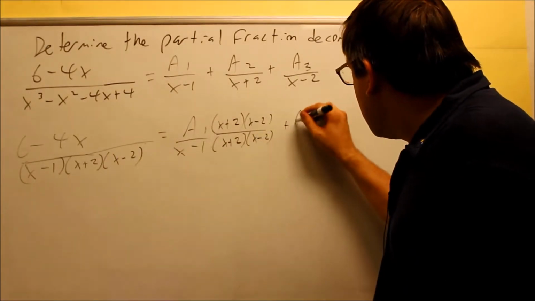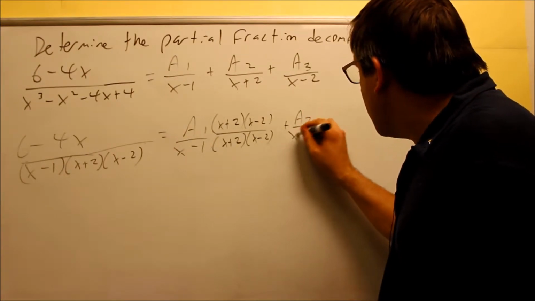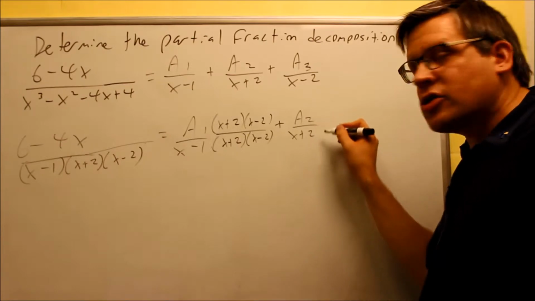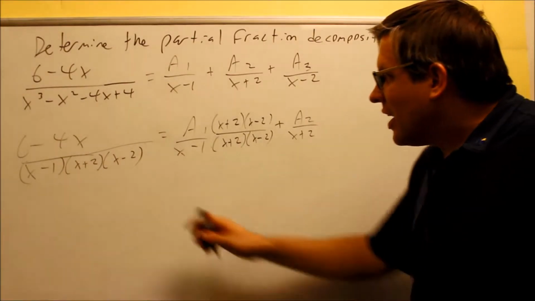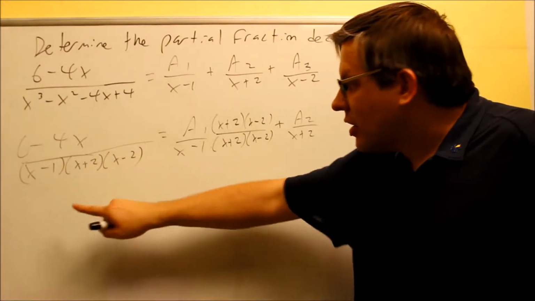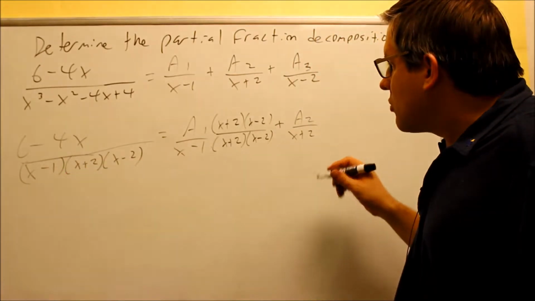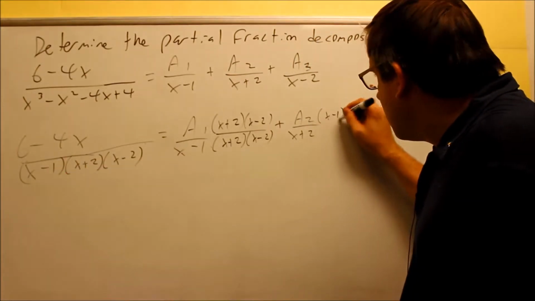Next, I'm going to do a2. Originally it was a2 over x plus 2. I'm multiplying this one by what's missing. If I have the plus 2, that means I need to multiply by x minus 1 and x minus 2 here. So that's what I'll do here.